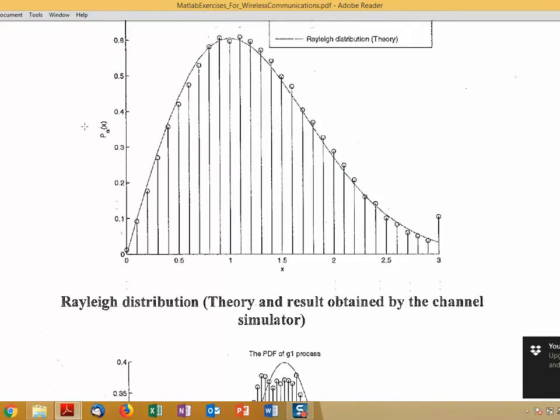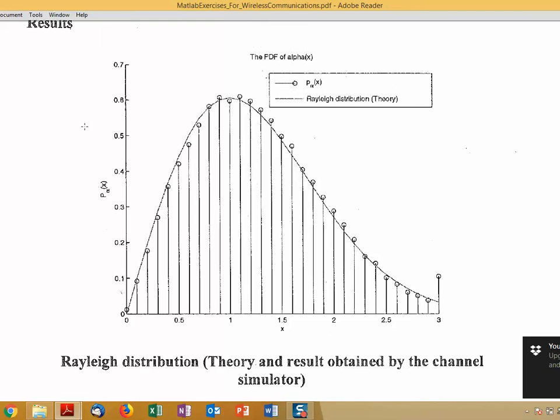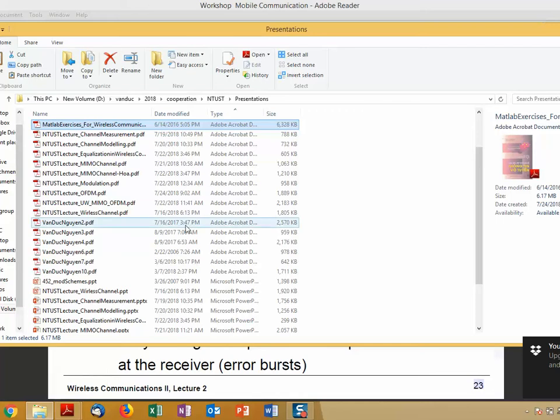So that's a Rayleigh distribution. One is a theory, and the other is a simulation result. I just make a copy of this simulation result to my slide.